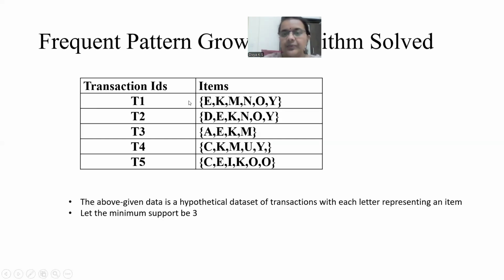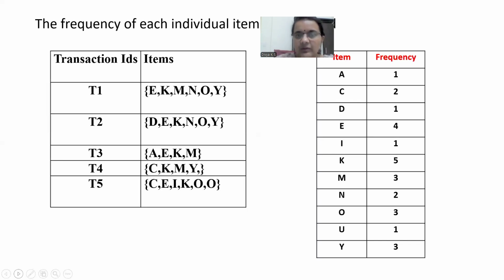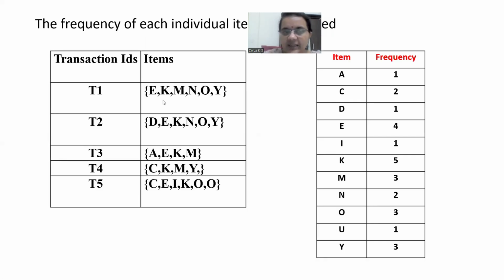Now we will see one problem. Here you can see the transaction IDs T1, T2, T3, T4, T5, and some items written. These are shown as characters, but they can be items like a pen, a pencil, and so on. In this question, the minimum support is given as 3. So the first step is to find the frequency table. Frequency table means that across all transaction IDs, we take each item and write how many times it repeats.